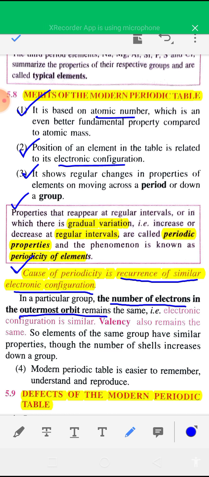That is, electronic configuration is similar. The electronic configuration of all the elements in a particular group is similar. Outermost electronic configuration or valence shell electronic configuration is the same for all the elements in a particular group. Therefore, the valency of the elements also remains the same in a particular group. That's why the elements of the same group have similar properties, because they have similar electronic configuration, outermost or valence shell electronic configuration.